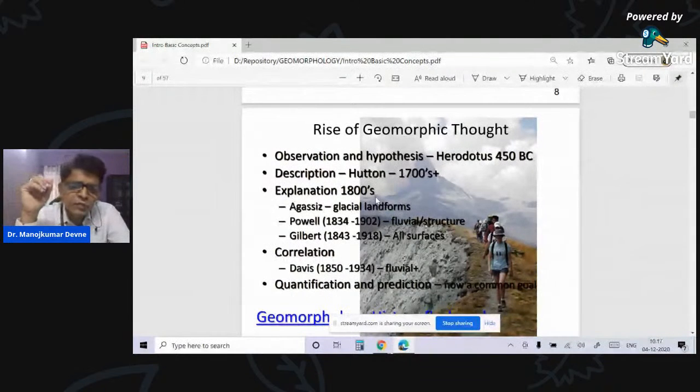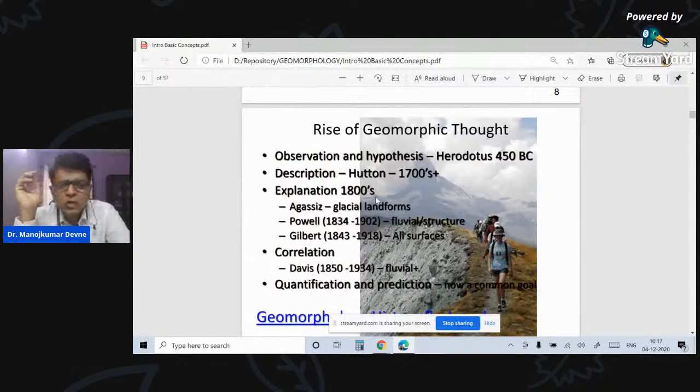In fact, you'll see that the Great Lakes, which are of US, which are divided into 5 major Great Lakes today, at one point of time was all one, and that was called the Lake Agassiz during the initial phase of meltdown of the glaciers as such. Powell, you will see, he spoke about fluvial structures, and Gilbert spoke about all surfaces.